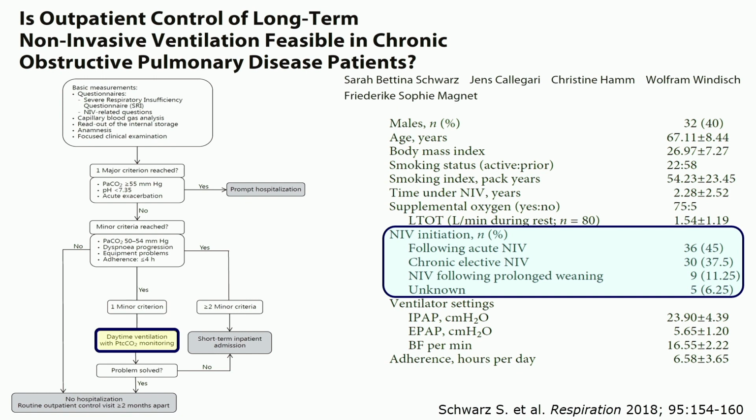So we do also a lot of outpatient control of non-invasive ventilation in COPD. And if we do have major criteria in accordance to the data given here, then we go for prompt hospitalization. But if we have minor criteria, we try daytime mechanical ventilation and try how PCO2 as transcutaneously measured reacts in order to decide if we need to go for hospitalization or if we don't. So this is the end of chronic respiratory failure.